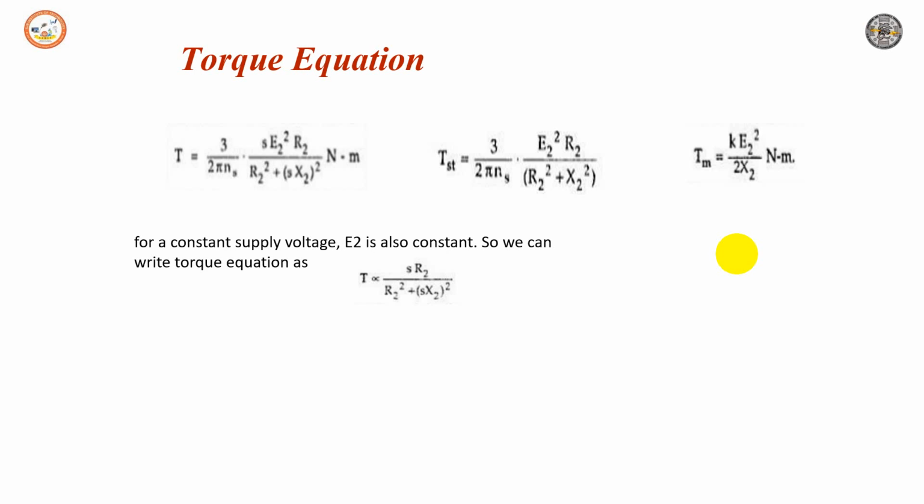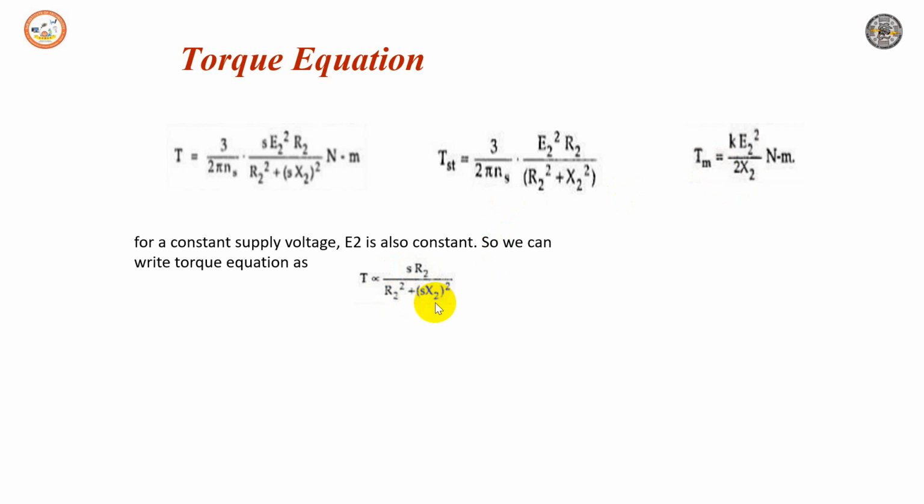It is very interesting to study the nature of torque slip characteristics here. As we know, from the above equations, torque is proportional to S into R2 divided by (R2 plus SX2) whole square. From the torque equation, we can see that for a constant supply voltage, E2 is also constant. So we can write the torque equation as T proportional to S R2 by (R2 square plus S X2 square).